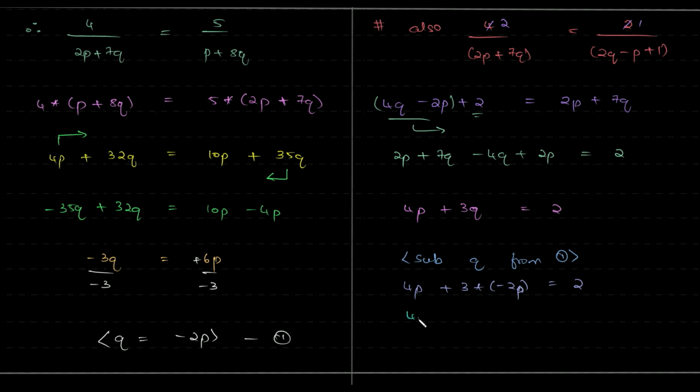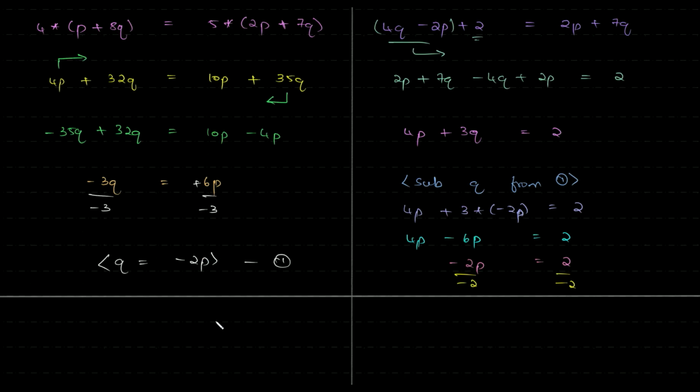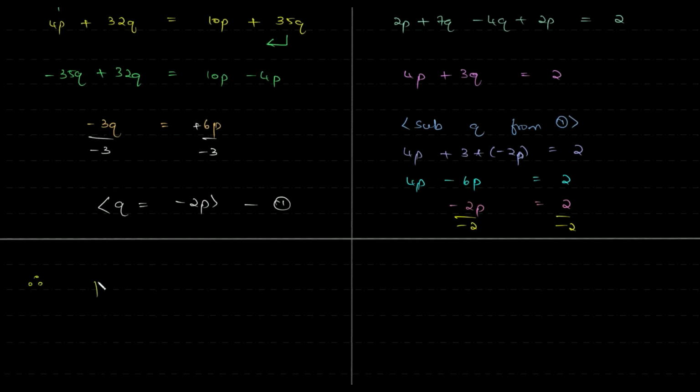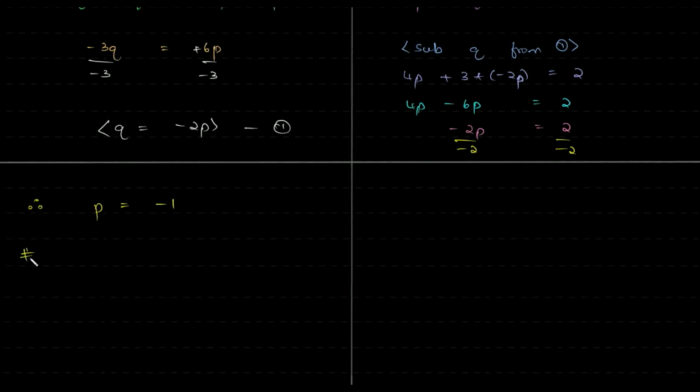So this would be 4p minus 6p is equal to 2. So this is minus 2p is equal to 2. So we have minus 2, and so p is equal to minus 1. So therefore p is equal to minus 1. If I substitute p in 1, what do we get? Therefore q is equal to plus 2, and that would be our answer.